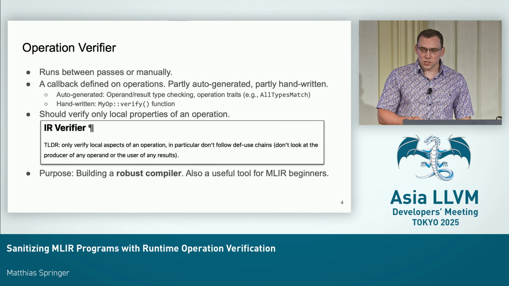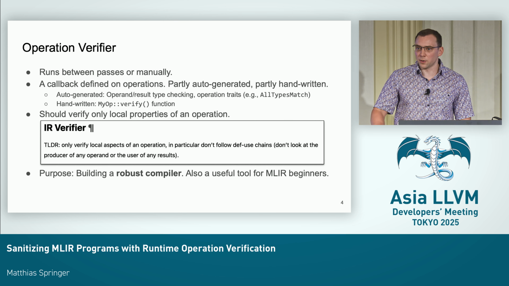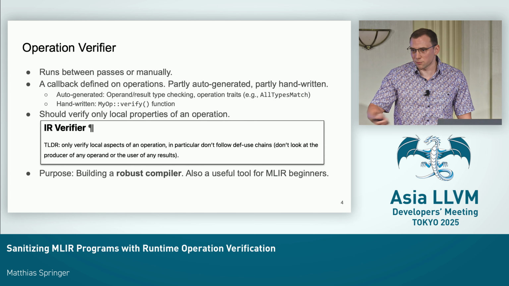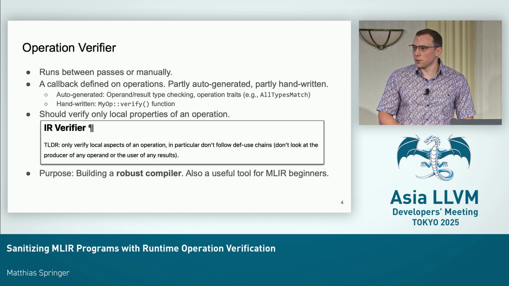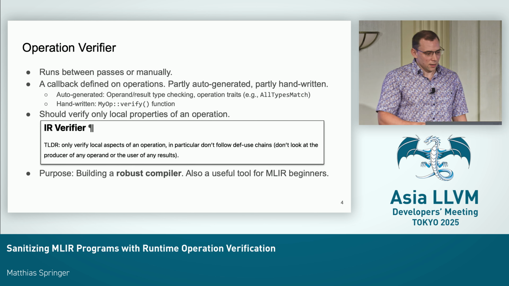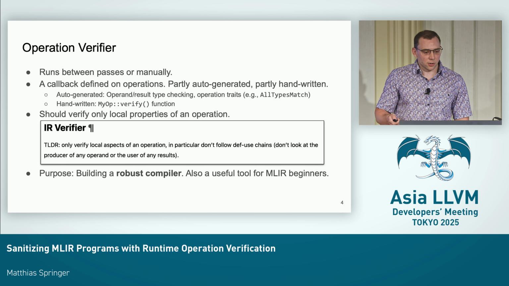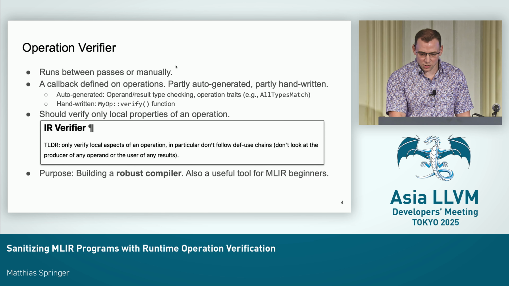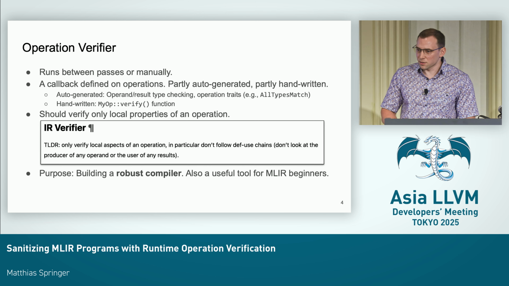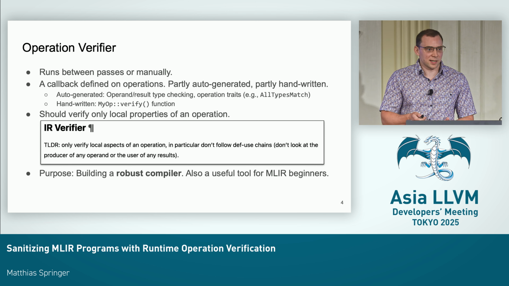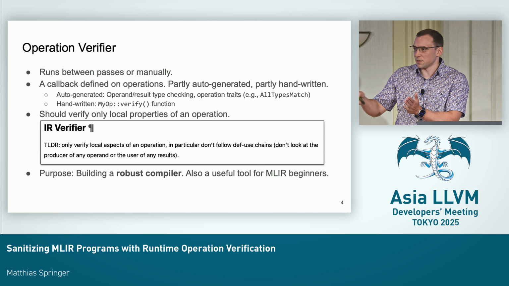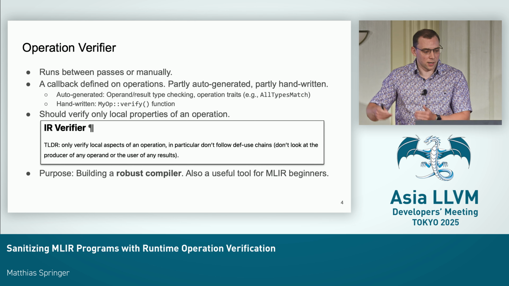So operation verification, you're probably familiar with this, is one of the most fundamental features of MLIR. The operation verifier runs between passes, or you can also run it manually if you want, and it checks for certain invariants of operations. And some of these invariants that are being checked are auto-generated. For example, if you have your TableGen and you put an all types match on the operands, then the verifier will automatically check that these are the same when it checks the IR.